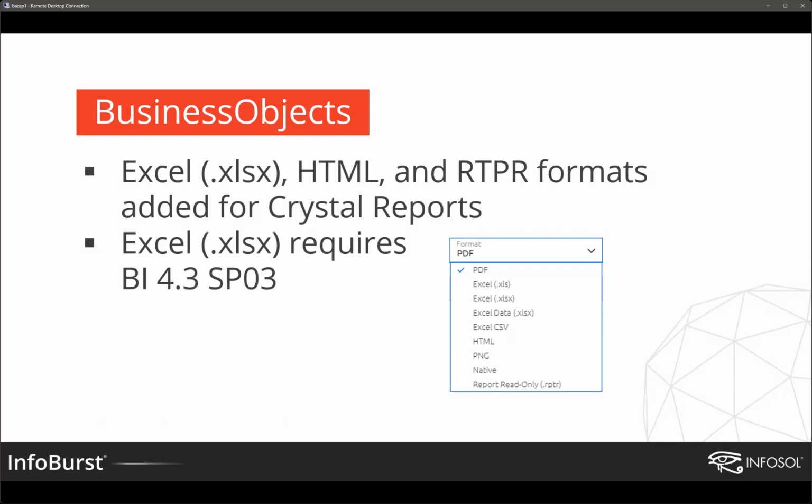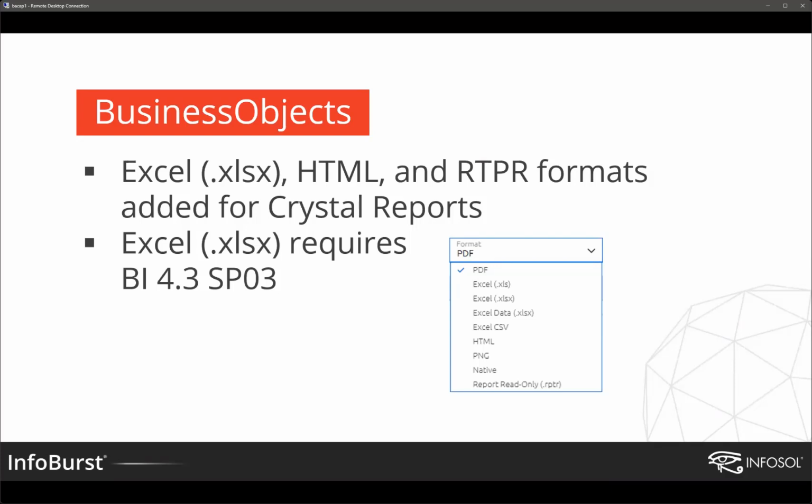InfoBurst has always supported the XLS format for Excel, which is a formatted Crystal report in Excel format, but the format is XLS. We've also supported the Excel data format, which is XLSX. That comes out of Business Objects, but it is not formatted. That is a data only, unformatted report.